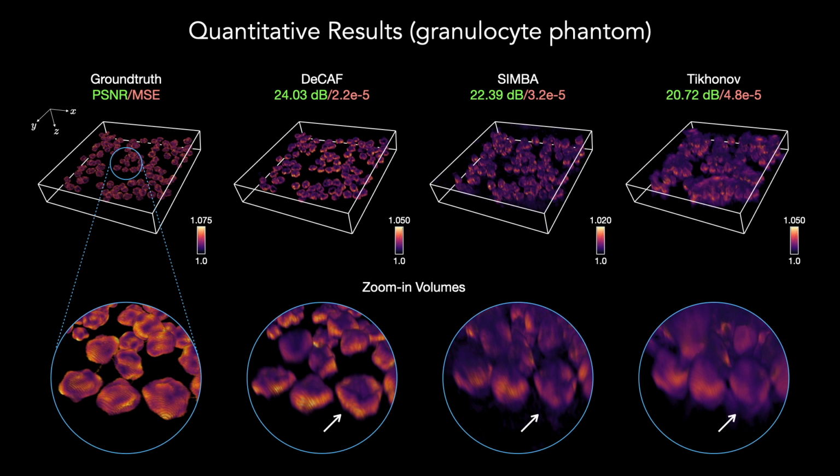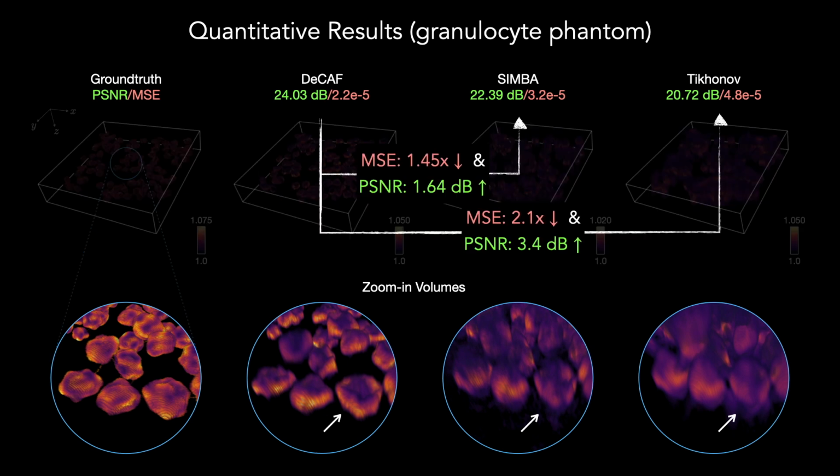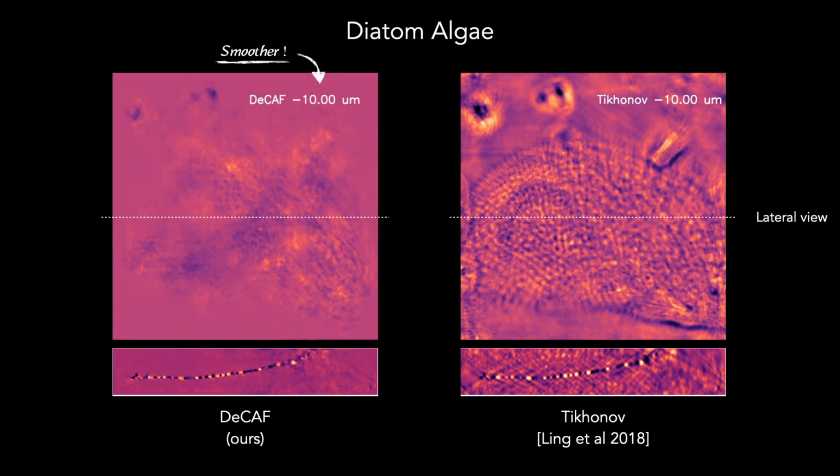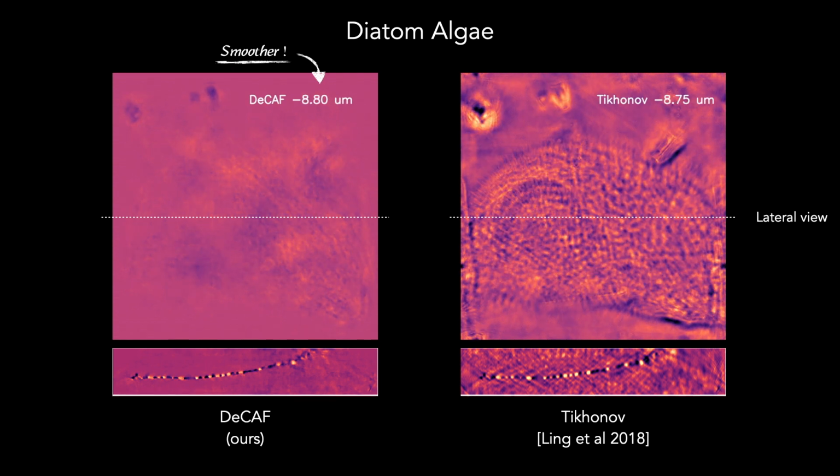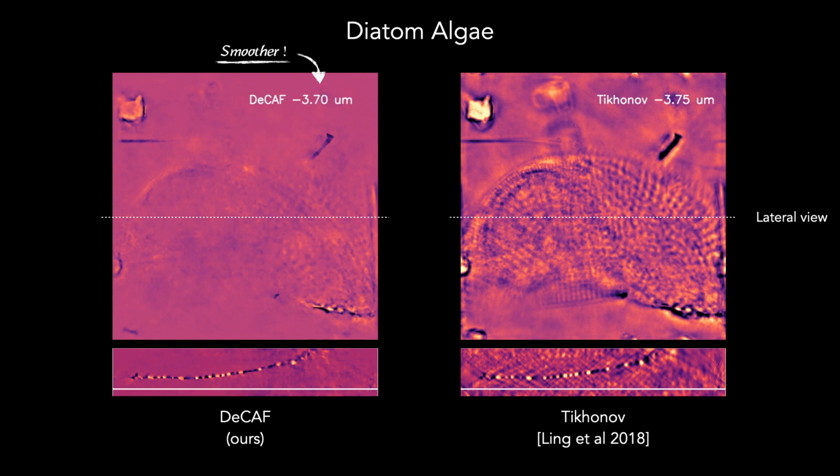Next, we show quantitative results on simulated samples. Our method reconstructs the sample with significantly fewer artifacts and shows better sectioning effects. Quantitatively, our method also shows higher SNR and lower mean squared error than previous works. We also validate our method on experimental data. This is a 3D sample of diatom algae.